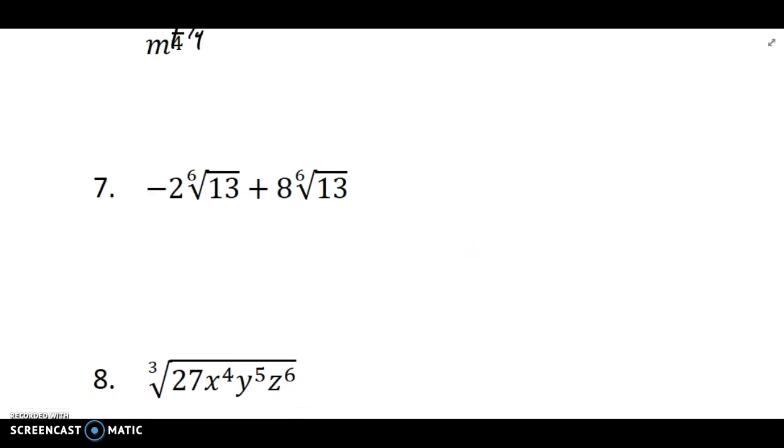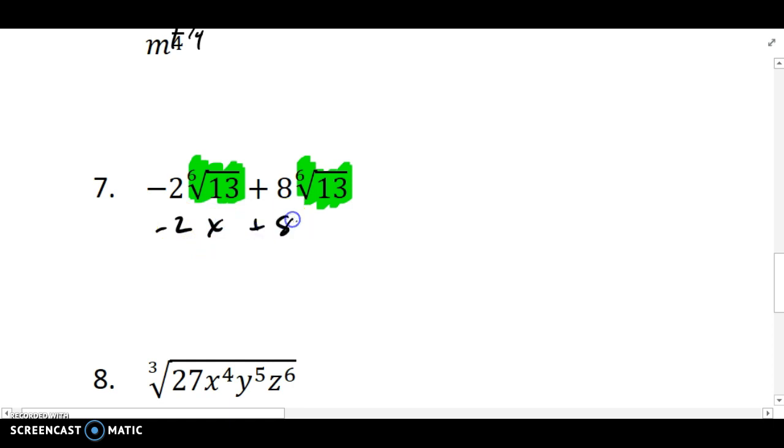Here, do you notice that these are the same? Okay, when they're the same, it'd be just like negative 2x plus 8x. And that would be 6x. So then this would be 6 root 13.